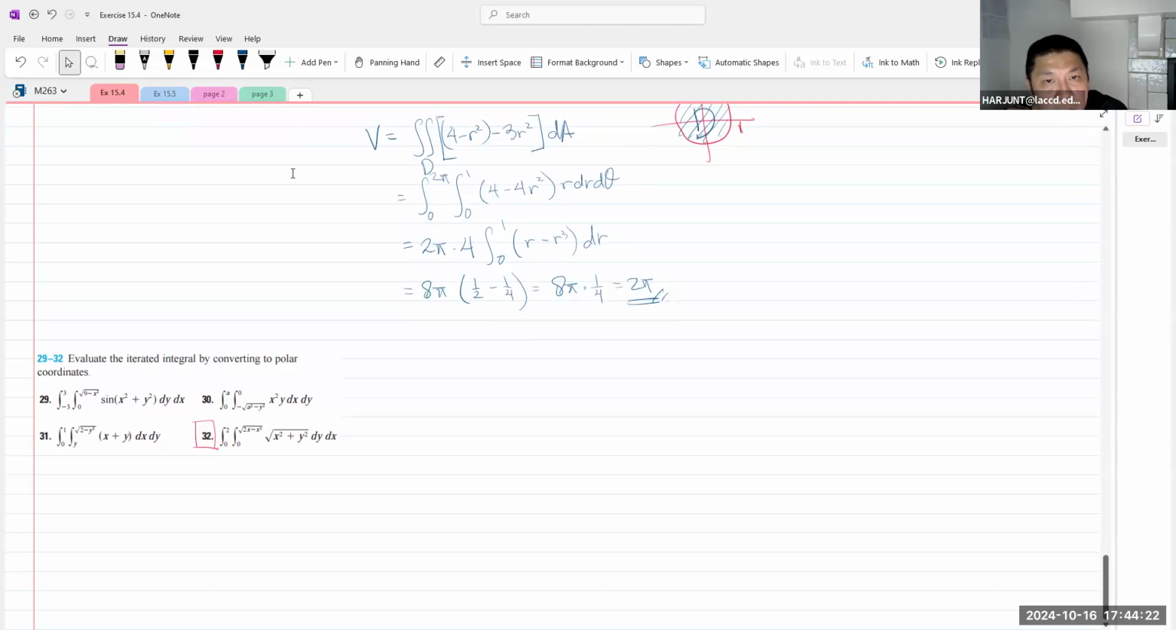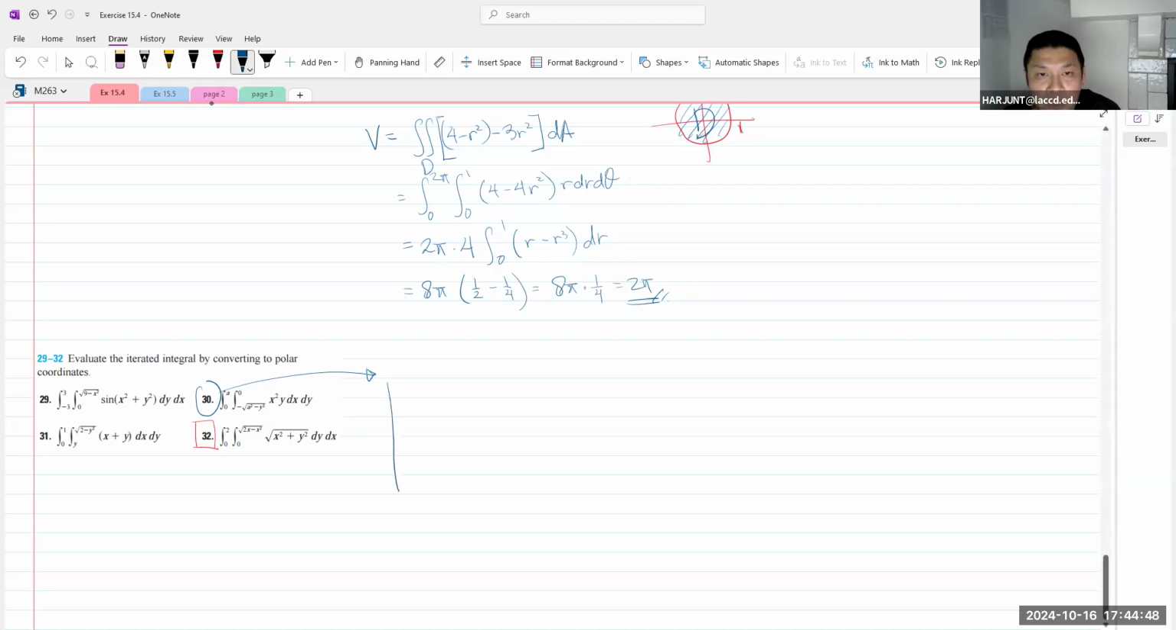Evaluate the iterated integral by converting to polar coordinates. We usually do this anyway. If the domain looks ugly, follow the shape. You will see that if it is actually part of the disk, then it may be easier for us to compute that in polar. Okay, but let's take a look.